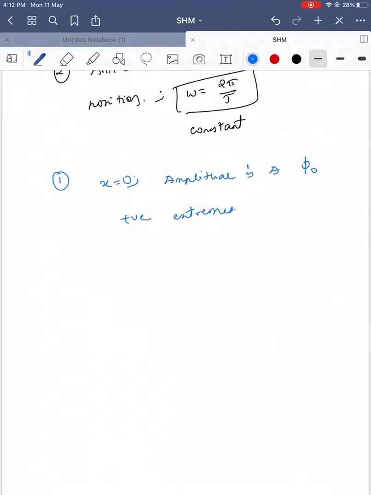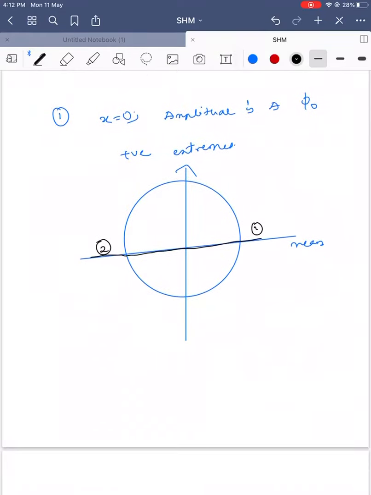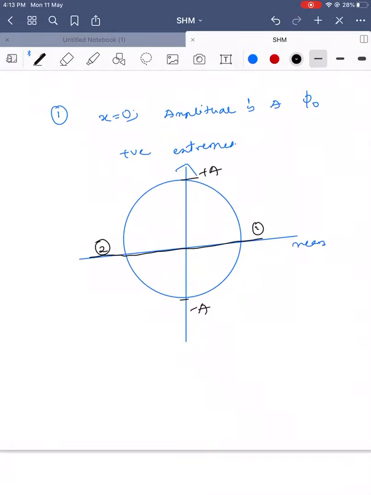First of all, we should draw a circle. In that circle, the x-axis represents the mean position. But there are 2 points on the x-axis, first position and second position, with plus a on one side and minus a on the other. It is said it is going to the positive extreme.